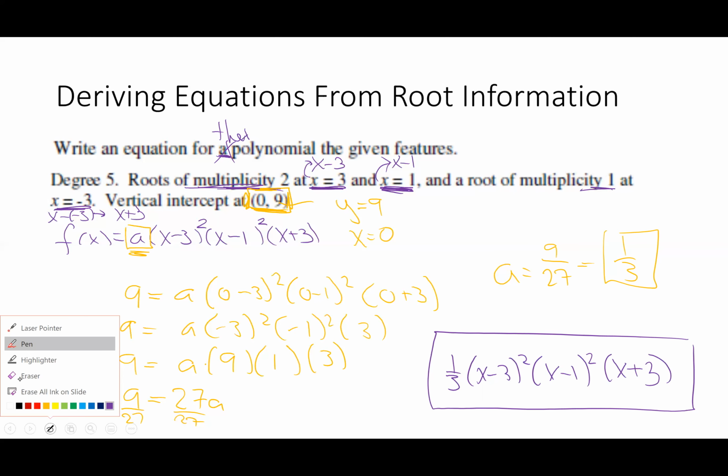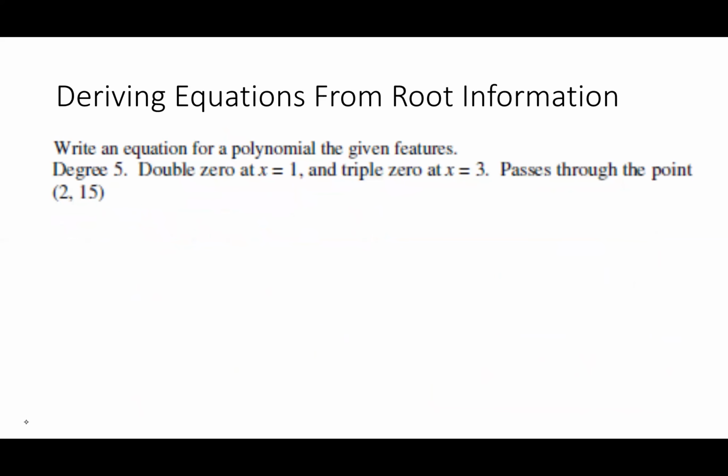Now, this is going to be the polynomial case. It's not just a polynomial, it's the polynomial, because when I send this polynomial through the coordinate pair (0, 9), it forces my a value to be something in particular. If I don't have another coordinate pair, suppose I just didn't have this vertical intercept information present at all, I could make the a value anything I want because I only know information about the roots. So just keep that in mind. Go ahead and pause the video and try this one.